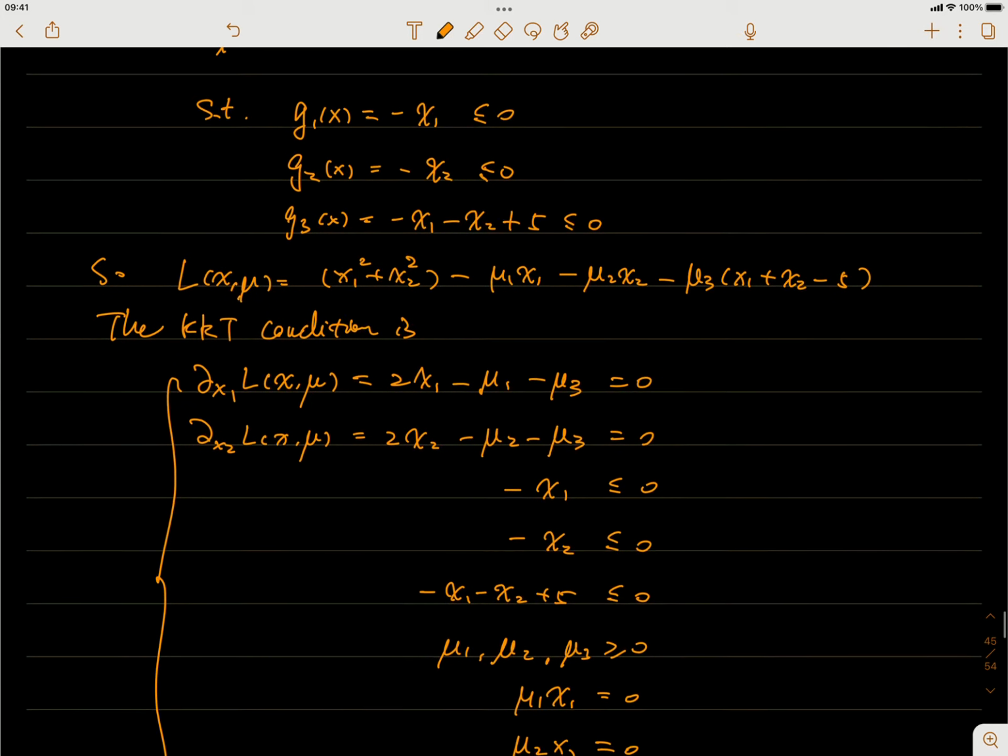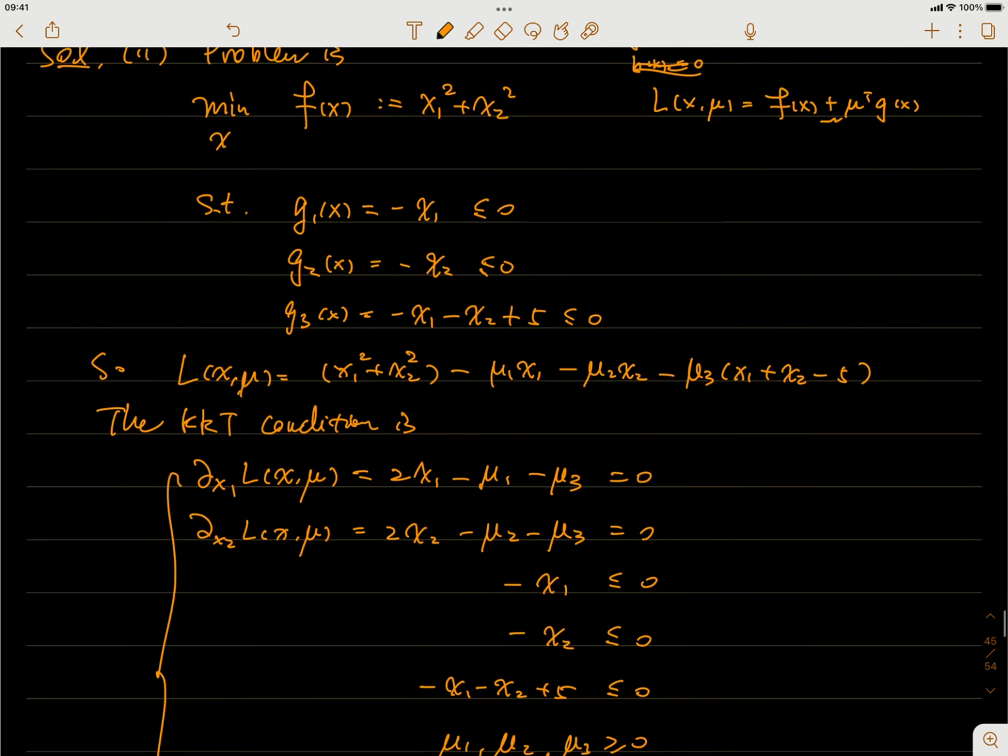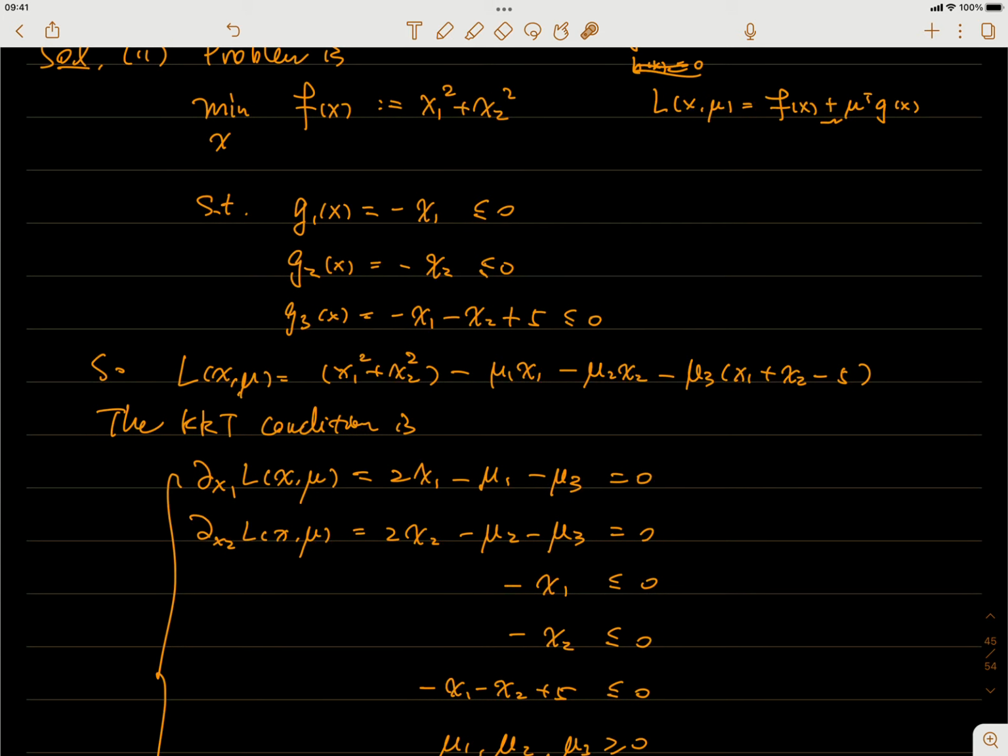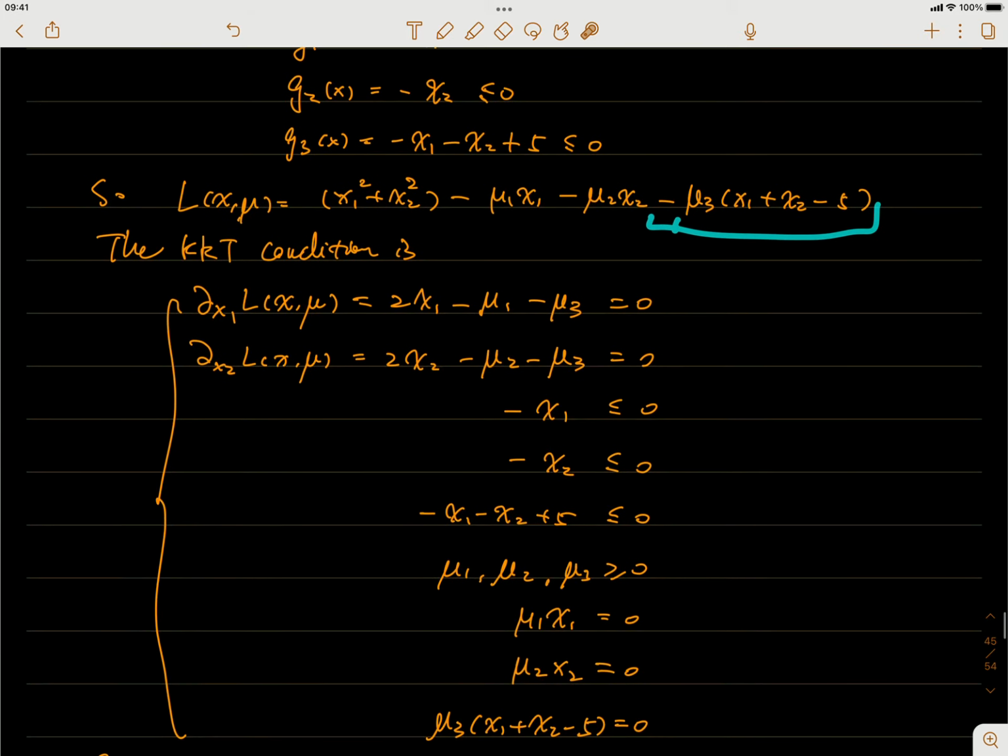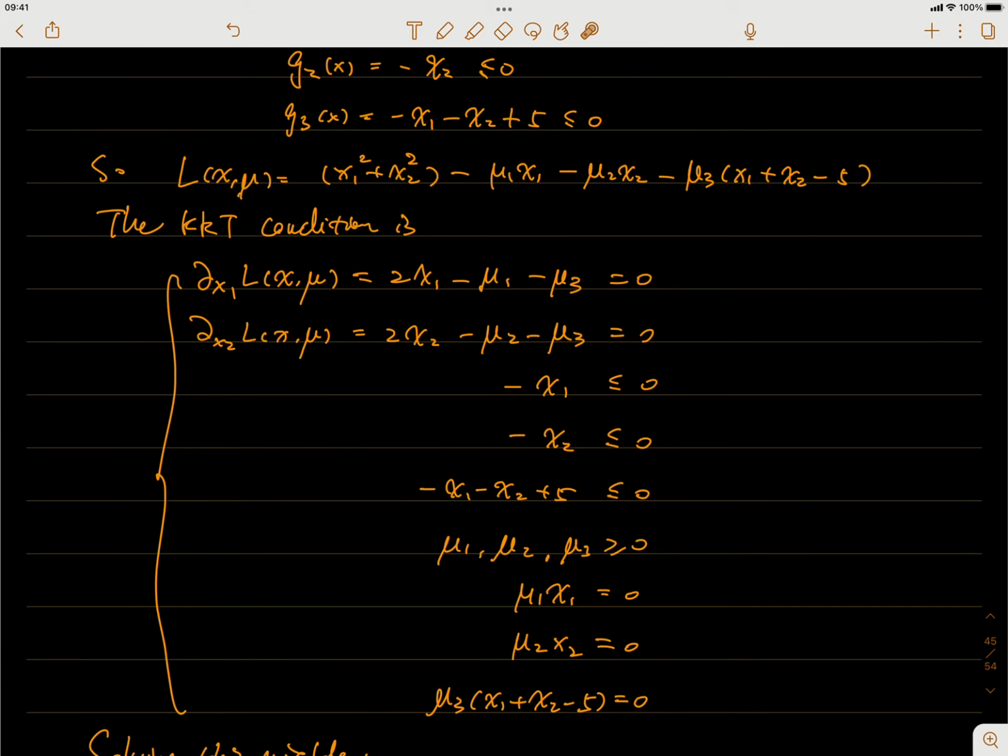Once you have the g function, you just need to form the Lagrange function, which is f, which is here, and then mu1 times g1, mu2 times g2 plus mu3 times g3. The mu1 times g1 together is this, because you have a negative sign right here. And this is mu2 g2, and this is mu3 g3. Make sure you know that in this case mu1, mu2, mu3 are all non-negative.